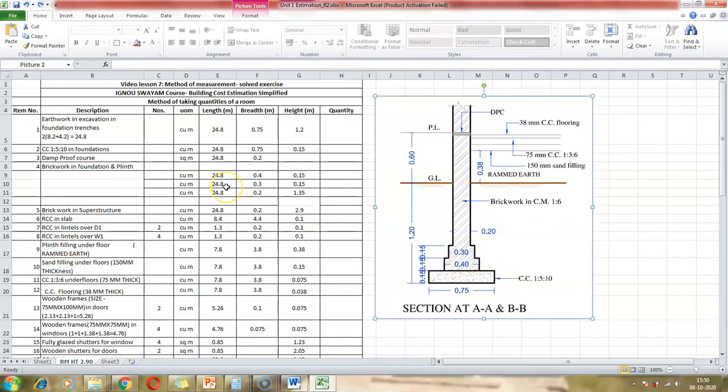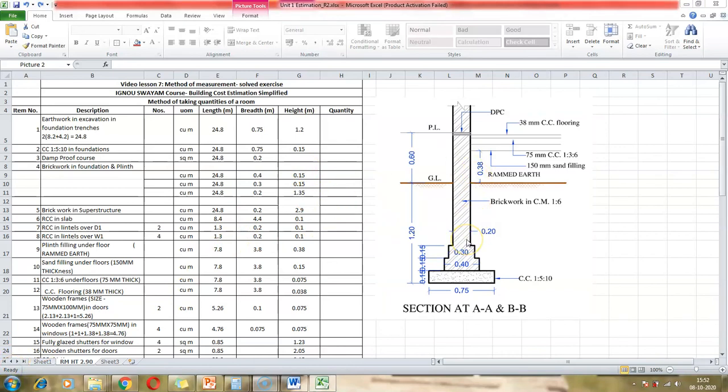The next is another step into the footing. So this is 0.3 meters. Again, we are maintaining the length as 24.8, which is the perimeter of the room. The breadth of it is 0.3, and the height is 0.15. So we have maintained 0.15. Now the next is the portion of the brickwork that remains.